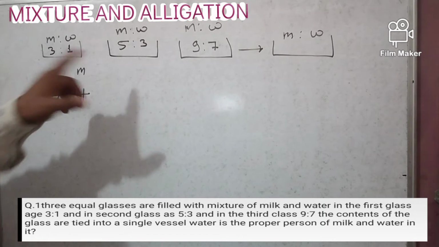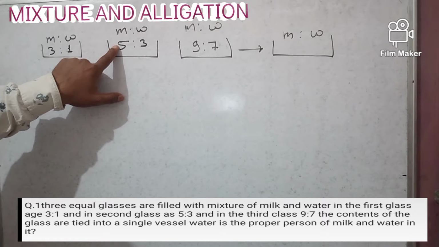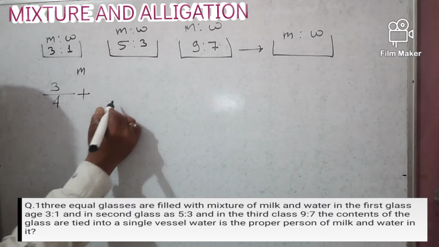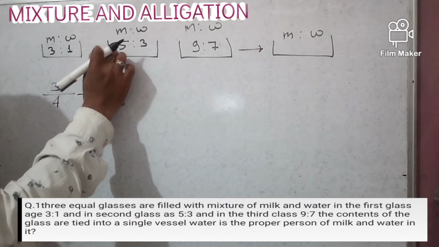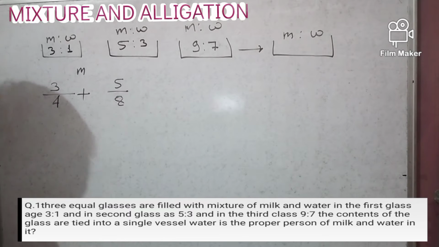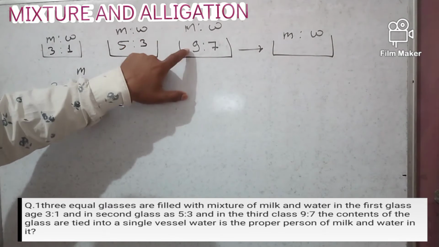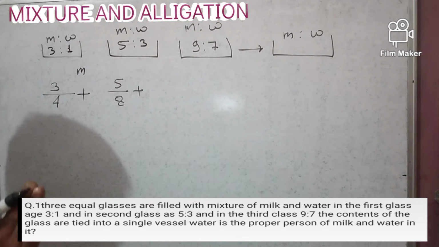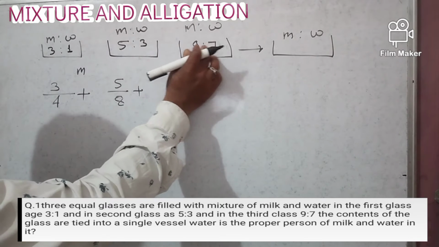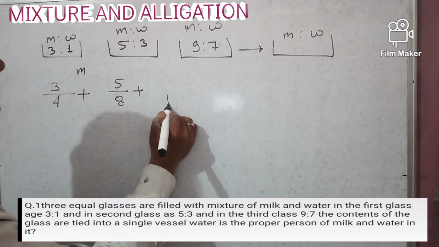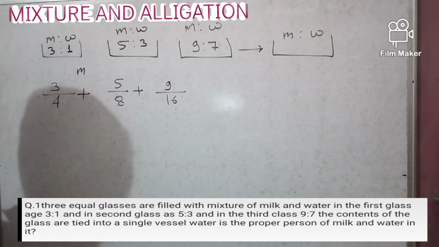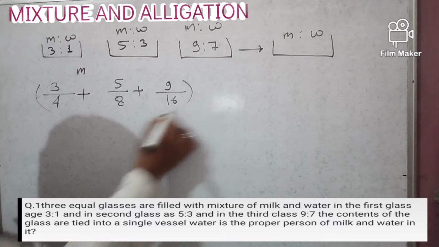plus milk is 5 parts in the second glass and water is 3 parts, right? So the total is 5 plus 3, which is 8 parts. Out of 8 parts, milk is 5 parts. Plus milk is 9 parts in the third glass. Water is 7 parts in the third glass, right? So 9 plus 7 is 16 parts. Out of 16 parts, milk is 9 parts.